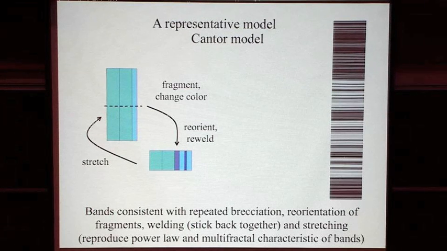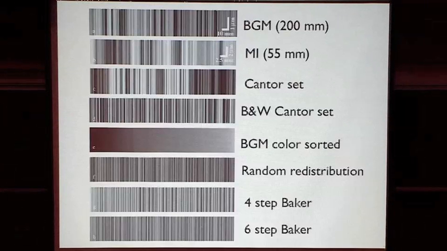So here's what we do. We have real rocks at the top. Right? This could be anything. It could be geochemical measurements. It could be structural measurements inside the crust. We have all these synthetic models that we make. Here's our repeated breakage and sticking back together of pieces where we let the color change. This one is called Baker's map. This was our repeated stretching and folding.